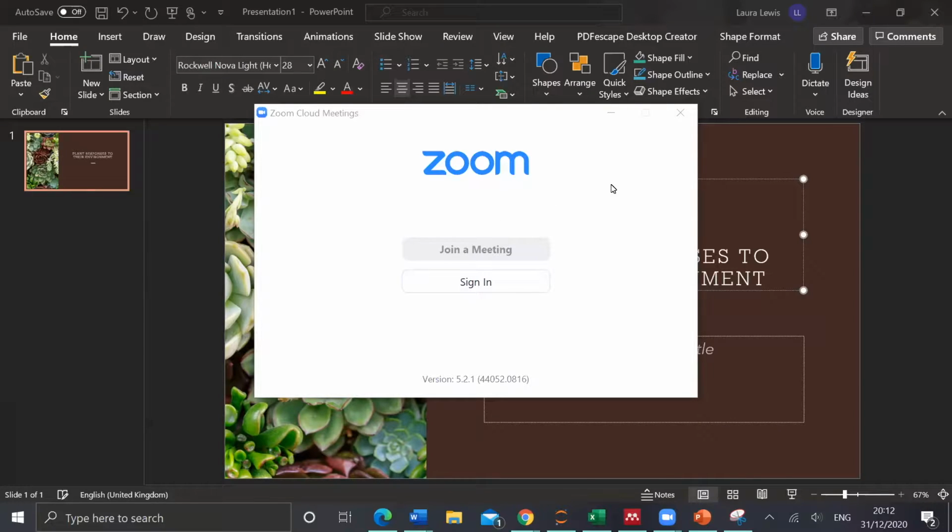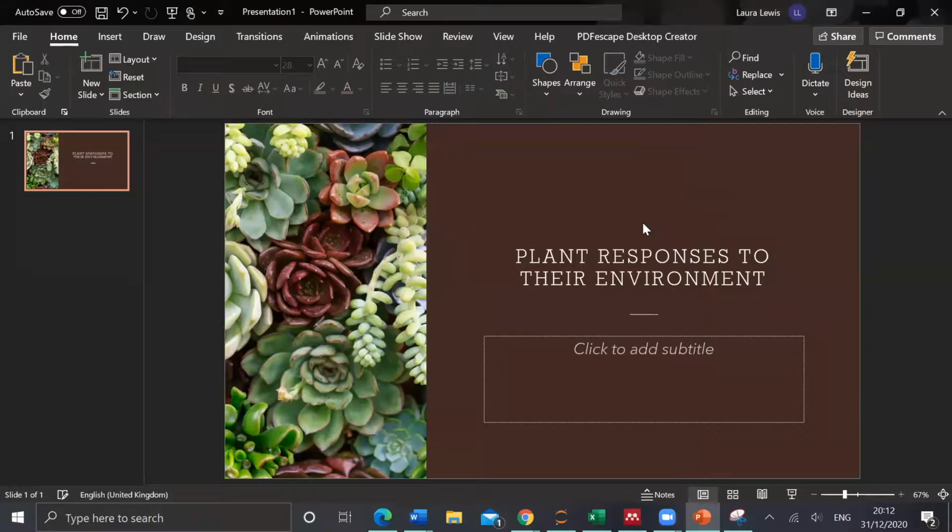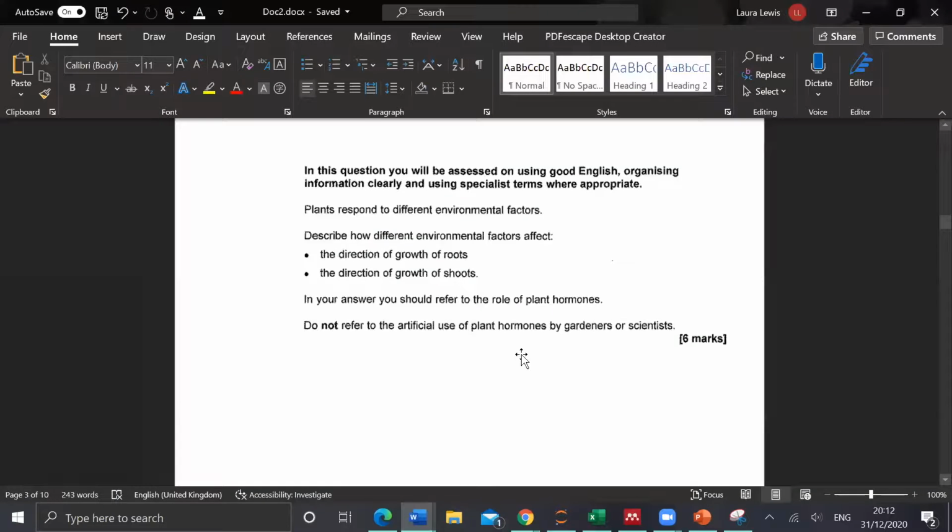Hello. Welcome to this class. I'm Laura Lewis, and we're going to talk about plant responses to their environment. So it's going to be 6-mark questions that we're going to look at today, and answering those to get full marks. So let's go to the document. Let's have a look at some questions.